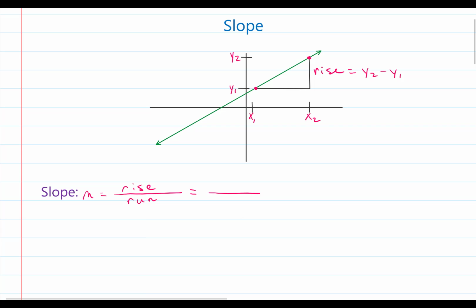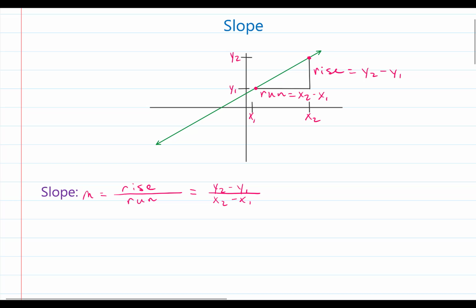So let's now replace the rise in my numerator of my ratio with y sub 2 minus y sub 1. The run is going to be this horizontal distance, which can be found by calculating the difference of my x-coordinates. So x sub 2 minus x sub 1. So again, replacing the run in my ratio with x sub 2 minus x sub 1.